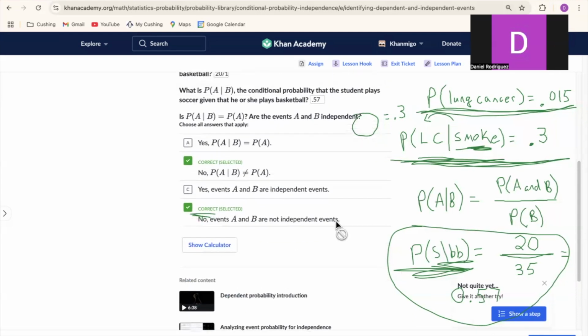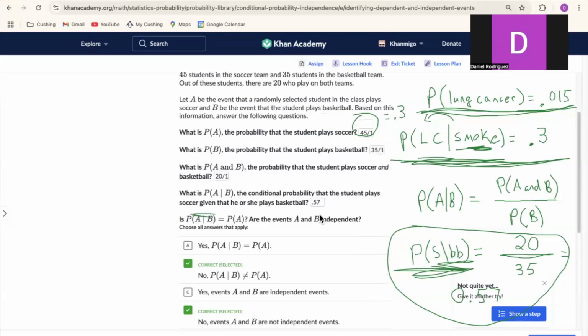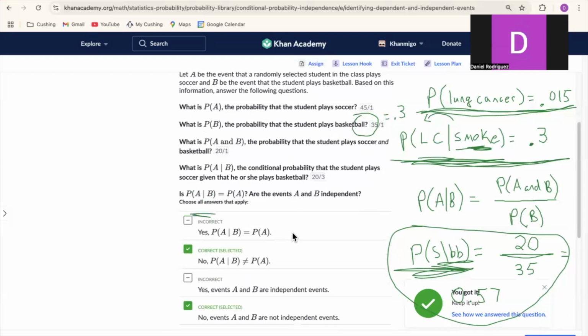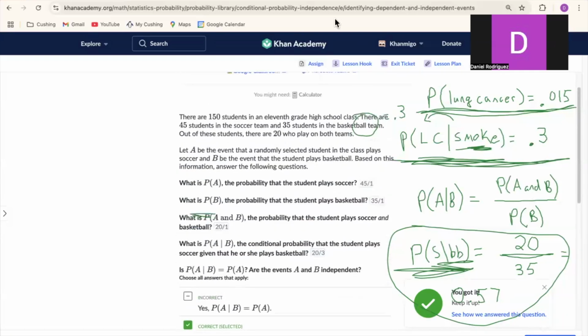Let's see. It says not quite yet. Give it another try. I think it probably doesn't like the 0.57, so let's put it in as 20 over 35. Let's see if it likes that. Yeah, so you can't use decimals there. Just stick to the fractions. I don't know why. I actually already submitted this as an issue to Khan Academy. I'm not sure why it doesn't do that.